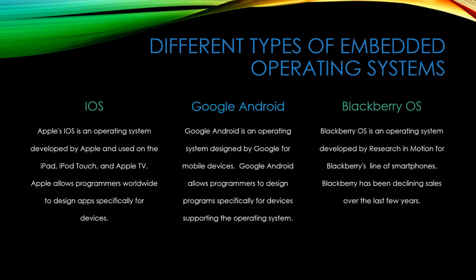Google Android. Google Android is an operating system designed by Google for mobile devices. Google Android allows programmers to design programs specifically for devices supporting the operating system. BlackBerry OS. BlackBerry OS is an operating system developed by Research in Motion for BlackBerry's line of smartphones. BlackBerry has been recently declining sales over the last few years.